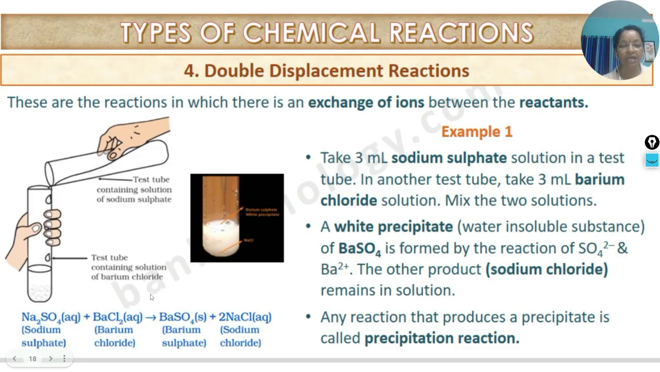It is an example of a double displacement reaction, or double decomposition reaction, we can say. The precipitate is white because barium sulfate is insoluble in water. So this is also called a precipitation reaction, because there is a formation of a precipitate. So in a double displacement reaction there is an exchange of ions taking place, and in some cases, if there is a precipitate, it can also be called a precipitation reaction.